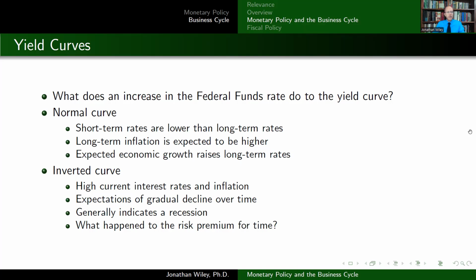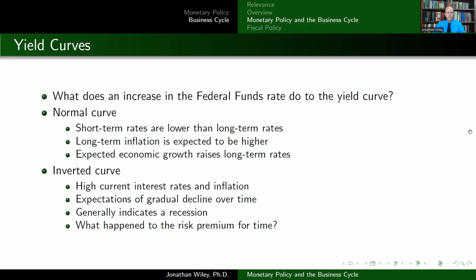Now, if you think about some of the things I've talked about previously, the Federal Reserve changes the federal funds rate, and the federal funds rate is sort of their target, and they will engage in those open market operations to try to get interest rates to line up with their target. So, how does that relate to the yield curve?